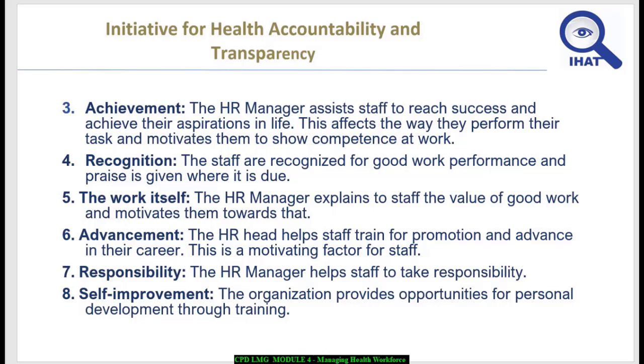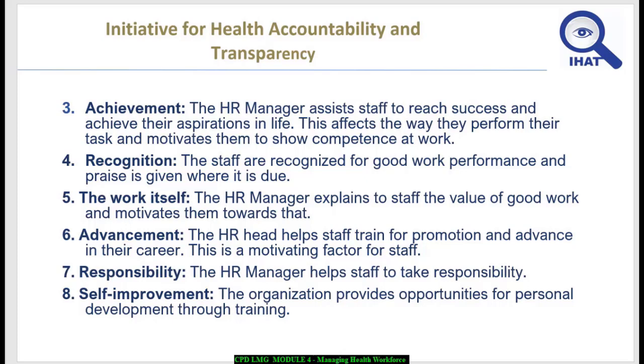The work itself is also a motivating factor. The HR manager explains to staff the value of good work they are doing and motivates them towards that, and also encourages them to achieve more. There is the advancement. The HR head helps staff train for promotion and advance in their career. This is a motivating factor for staff.